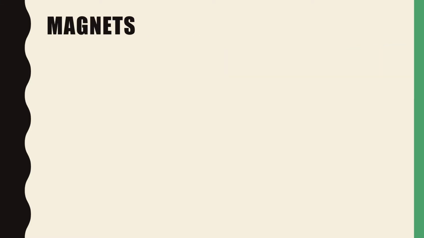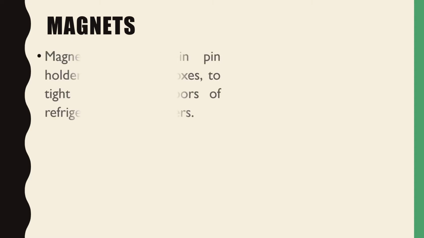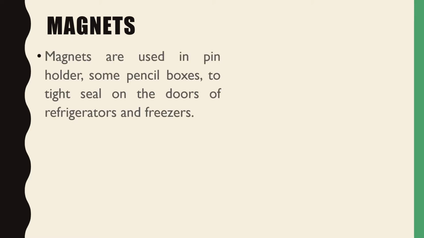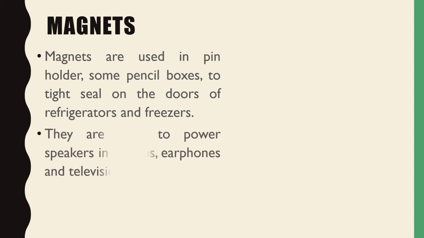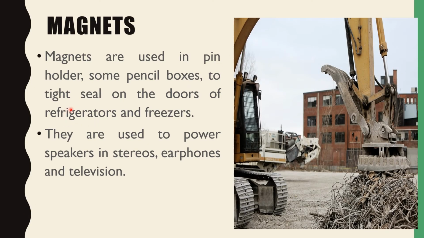Magnets. You might have observed when you close the lids of the pencil box, they get tightly fit. When we close the doors of the refrigerators and freezers, they get tightly sealed. So, how does that happen? Because they have magnets in them. Due to those magnets, they get tightly sealed. So, magnets are used in pen holders, some pencil boxes, to tightly seal the doors of the refrigerators and freezers. They are used to power speakers and stereos, earphones and televisions.